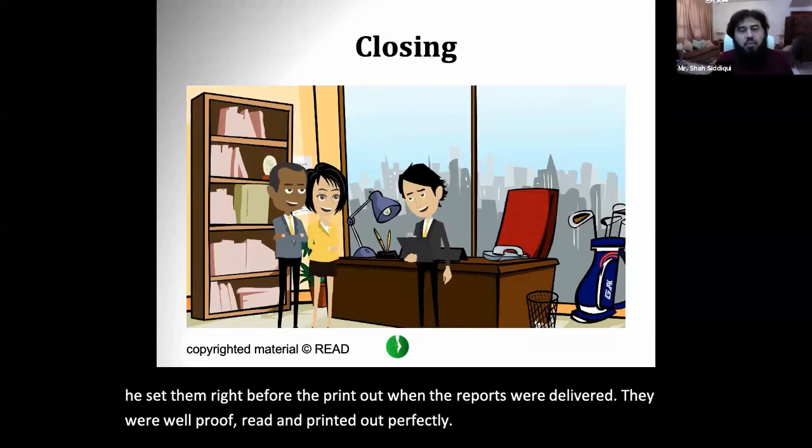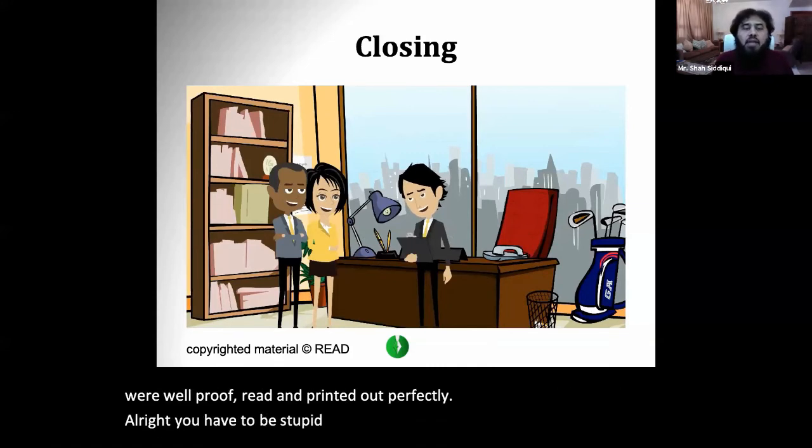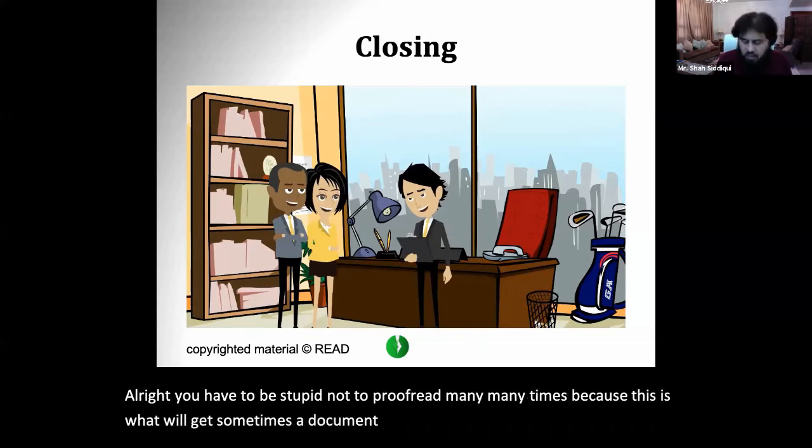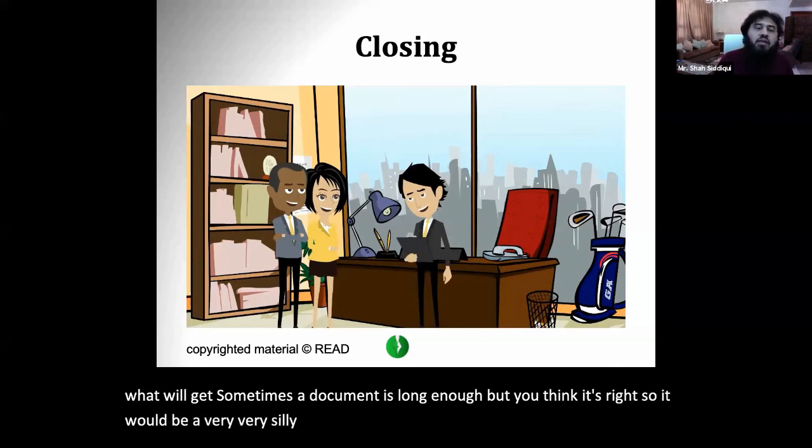All right, you have to be foolish not to proofread many times, because this is what we'll get. Sometimes the document is long enough, and you think it's right. So it would be a very, very silly mistake not to have it proofread again and again. So I guess that's about it.